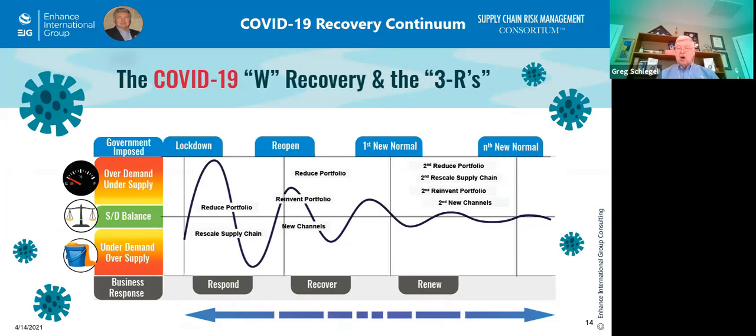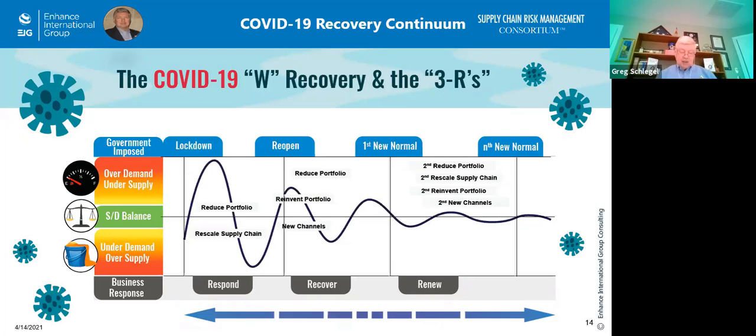And the last R, renew. All sectors in this arena will have to look hard at their product portfolios, continue to reinvent their product portfolios, continue to rescale their supply chains to deal with the existing and new customers and channels, coined the new normal.